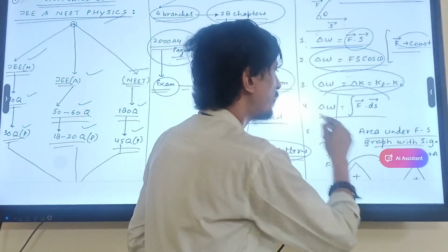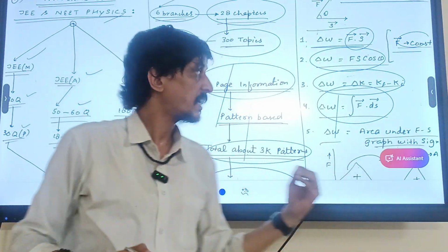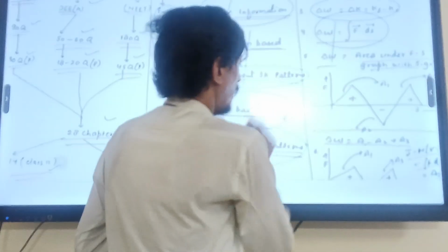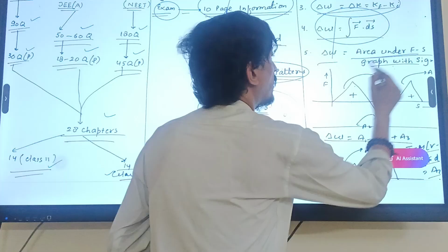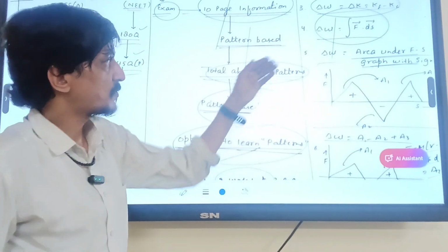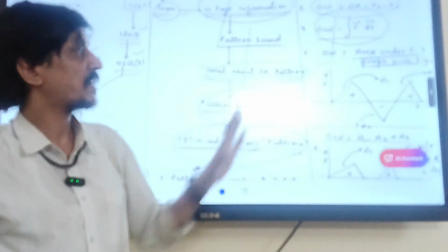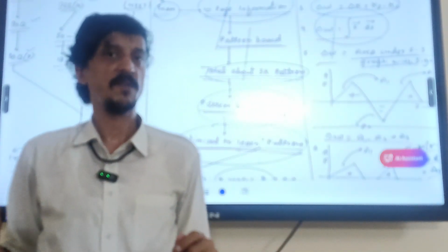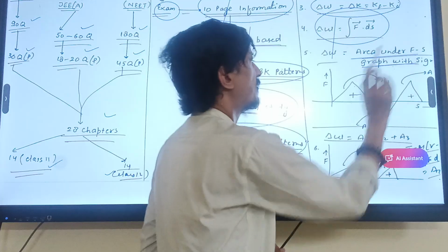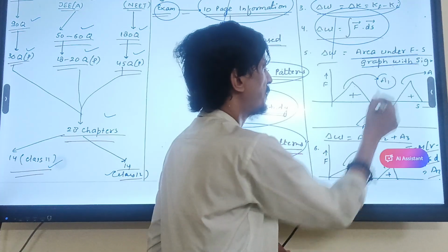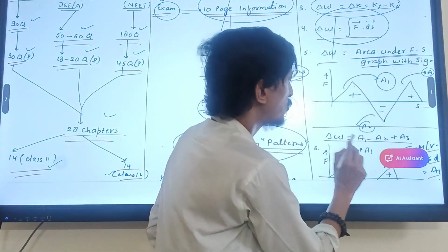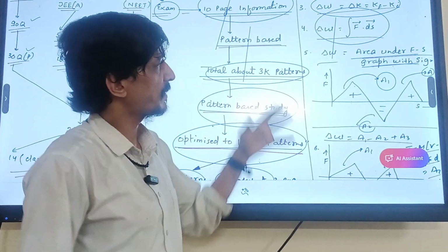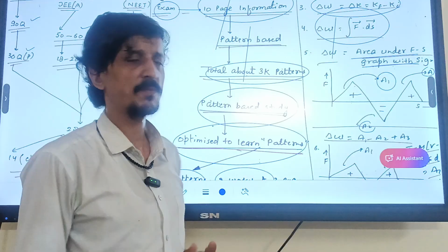Next, if force is variable, you need to integrate the expression. You need to write the work done as integration of F dot ds. Now, the fifth thing is that work done is also the area under the F-s graph with sign. It's based on the manipulation of work done. If a force-displacement graph is given, if force is positive, take area positive. If force is negative, take area negative. Work done can be calculated as area under the F-s graph with sign. So here the area is A1, here it is A2, here it is A3. So we write A1 minus A2 plus A3. This is another application: how to calculate the work done from the graph.